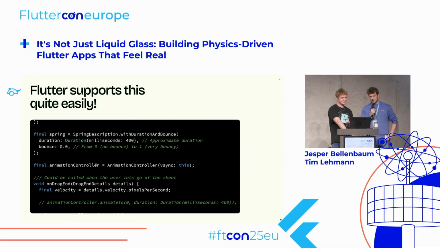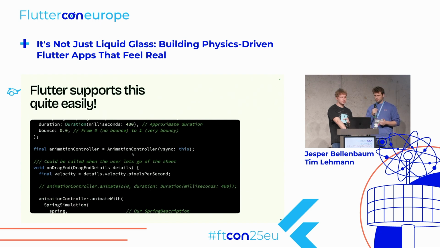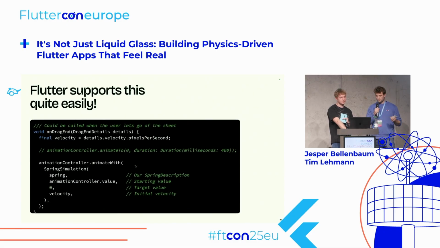But now Flutter has a better constructor where you set a duration and a bounce factor. One thing you need to keep in mind is that this duration is just an approximation, because depending on the initial values of your simulation, it might take longer or shorter to settle. How would we use this now? For example, in our bottom sheet, we have an animation controller, and when the user lets the sheet go on drag end, we now need to use the velocity of the drag in order to parameterize our spring simulation. And the spring simulation takes the spring description, an initial value and a target value, and the user's velocity, and then it animates away.